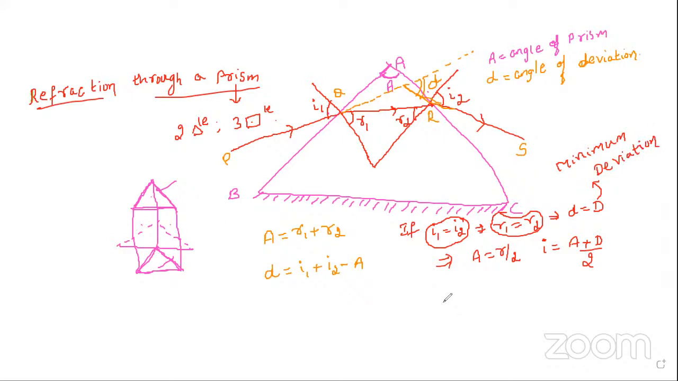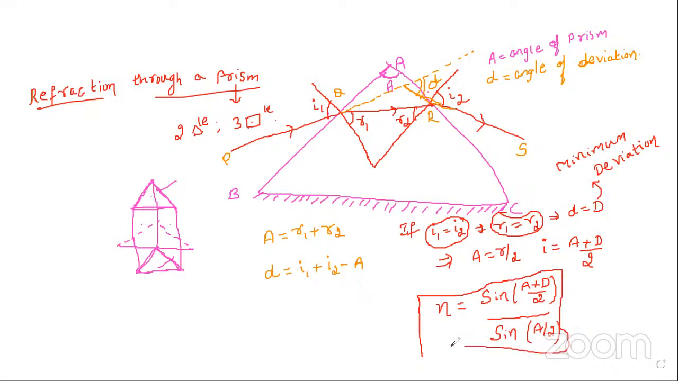So if I use Snell's law here, n is equal to sine of (A plus D) by 2 whole thing divided by sine of A by 2. This is called the prism formula. What is this called? Prism formula. So please remember all these formulas related to the prism.